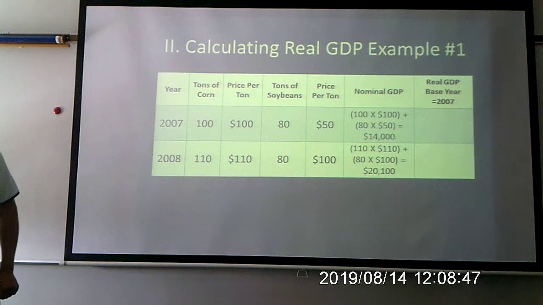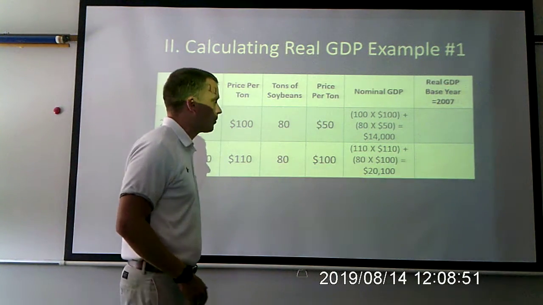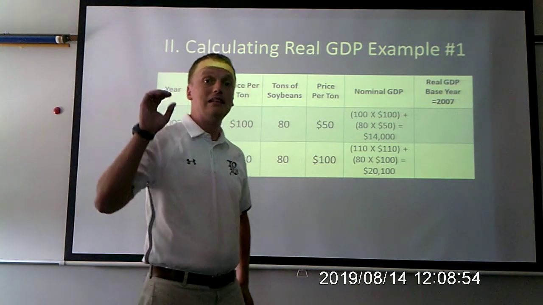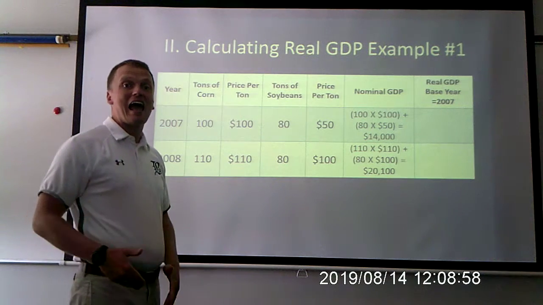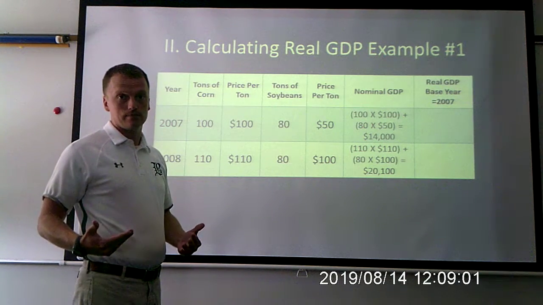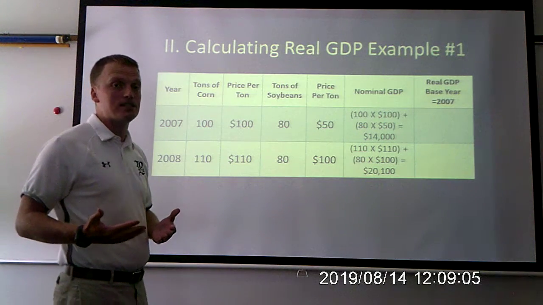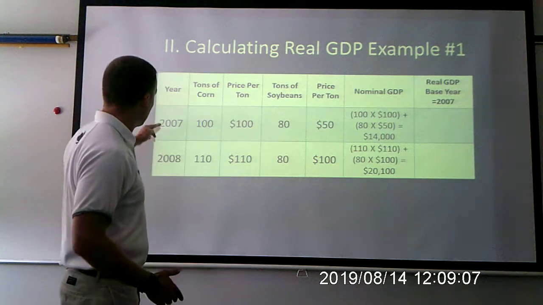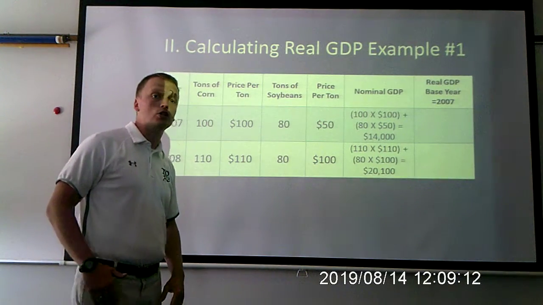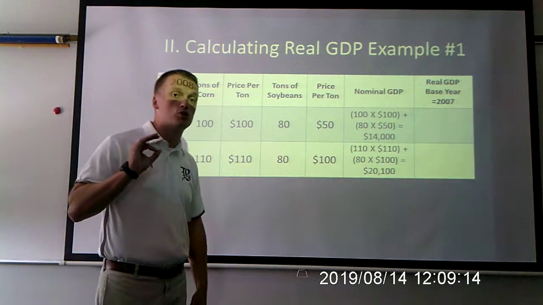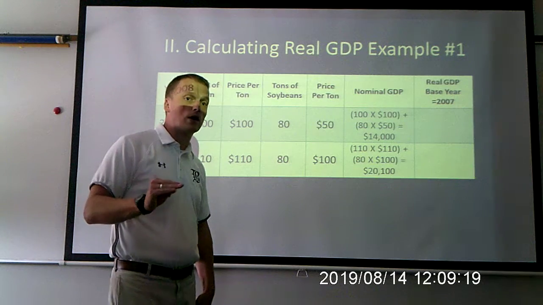What is real GDP in the base year? Let's figure out how to figure out real GDP. In this, we will use 2007 as the base year. That means when we're figuring it out for both 2007 and 2008, we are going to use those 2007 prices with the current year quantities.